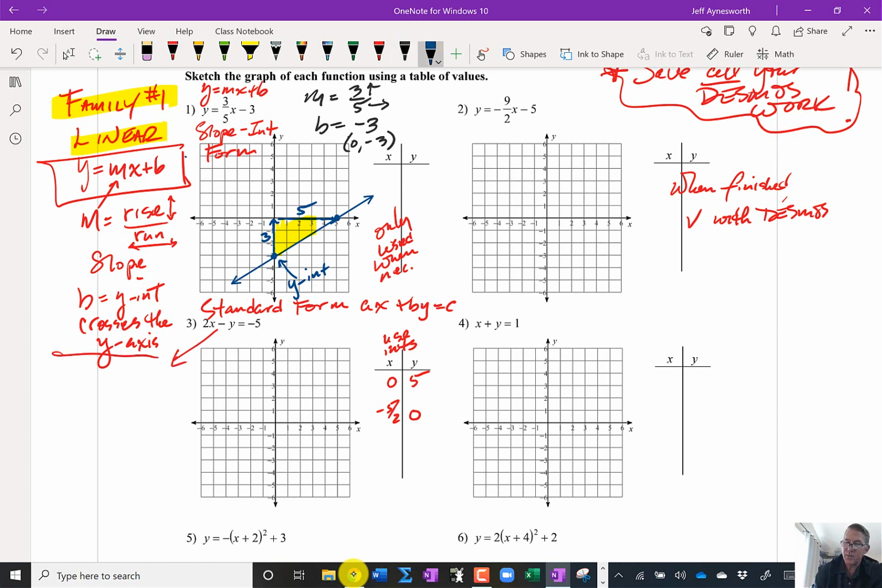Okay, so let's write that down. Solve for y. This is a very basic skill in Algebra 1 class. Okay, so let's review it. So 2x minus y equals negative 5, and let's solve for y.